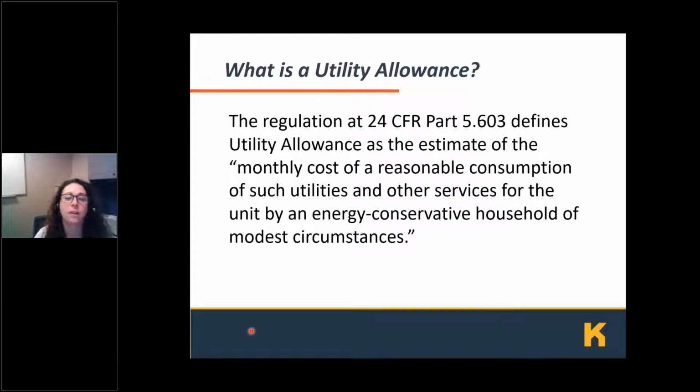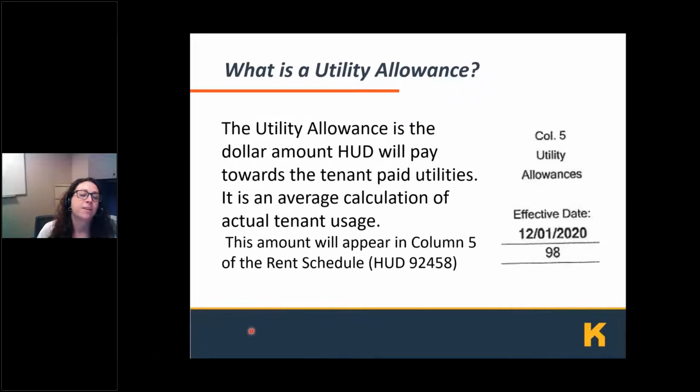All right, we're going to dive right in. So what is a utility allowance? According to HUD, a utility allowance is defined as the monthly cost of a reasonable consumption of such utilities and other services for the unit by an energy conservative household of modest circumstances. That sounds like HUD. So let's talk about what this really means. The utility allowance is the dollar amount that HUD will pay towards tenant paid utilities. It's an average calculation of actual tenant usage. You can find this amount if your property has a utility allowance on your rent schedule under column 5. So in this example, this property has a utility allowance of $98.